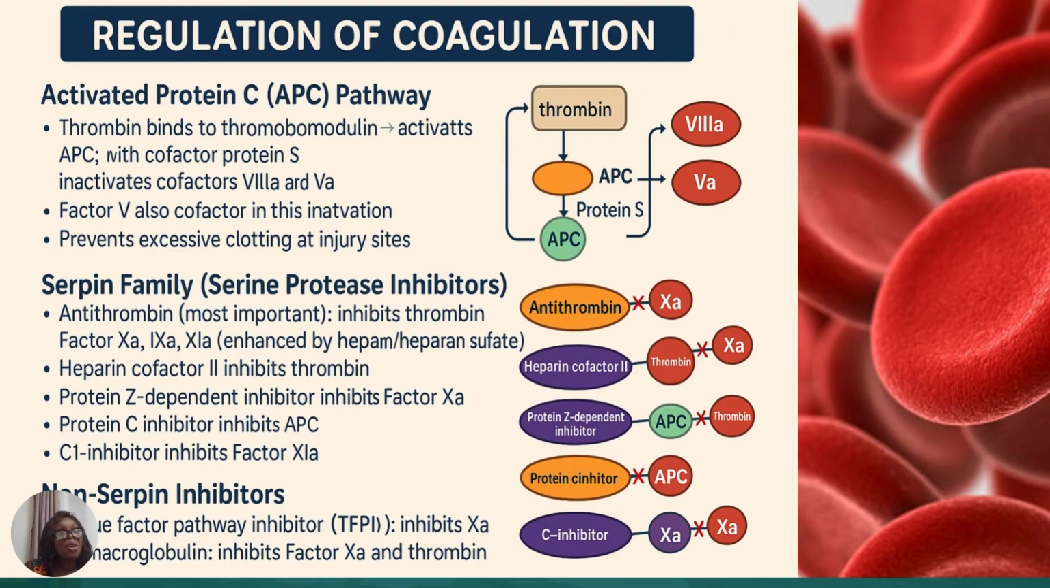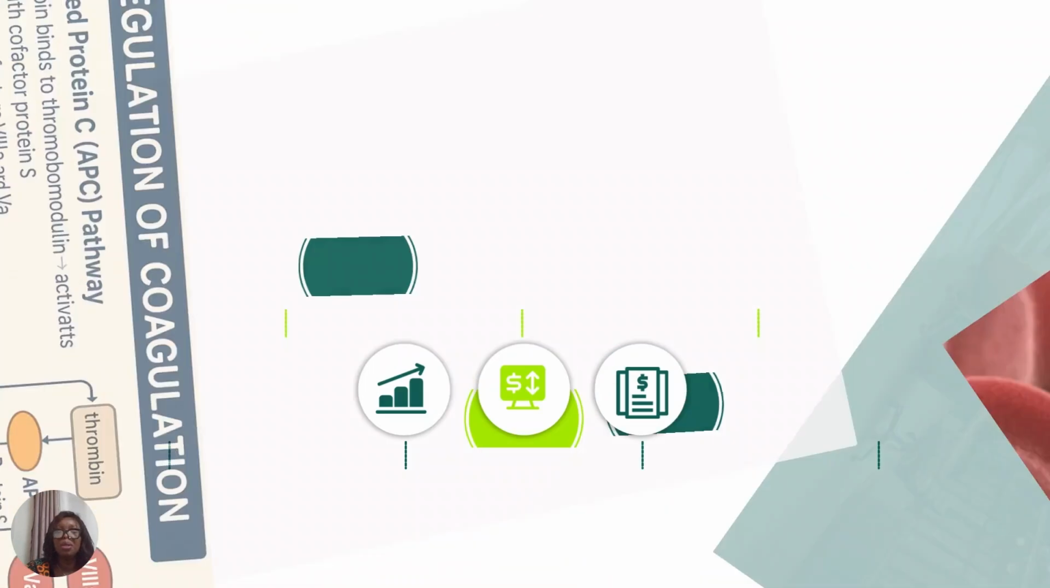Now, the third pathway through which secondary hemostasis is regulated is through the non-serpin inhibitors. This is the use of tissue factor pathway inhibitor that inhibits the tissue factor 7 complex, thereby shutting down the extrinsic pathway. We also have alpha 2 macroglobulin that inhibits factor 10 and also thrombin among these non-serpin inhibitors.